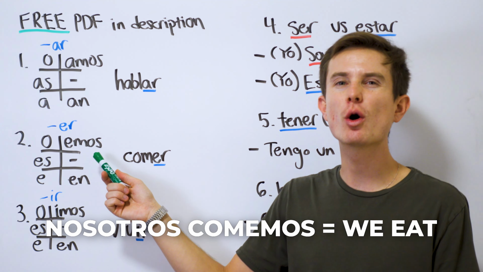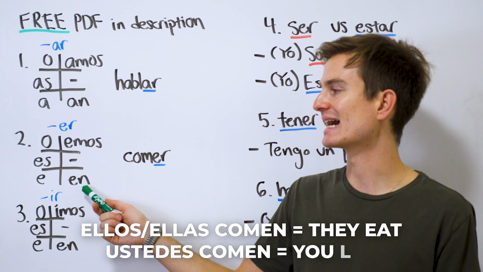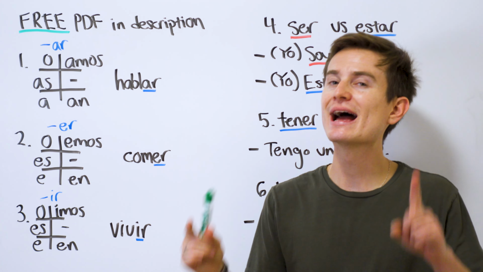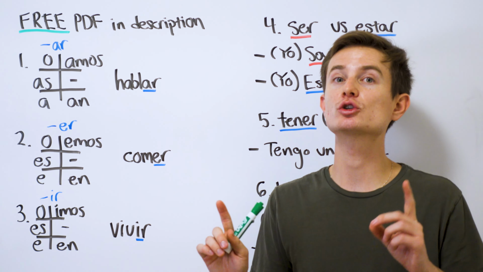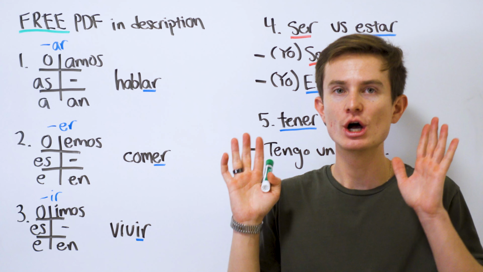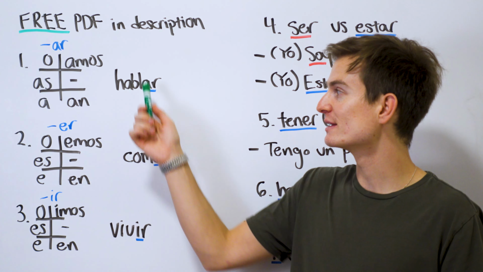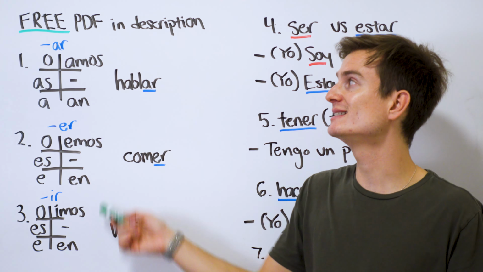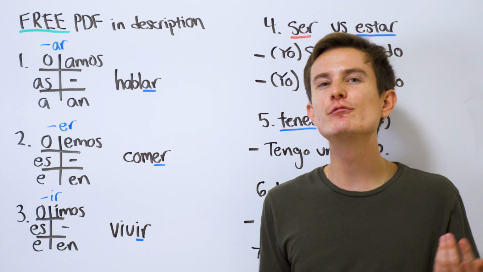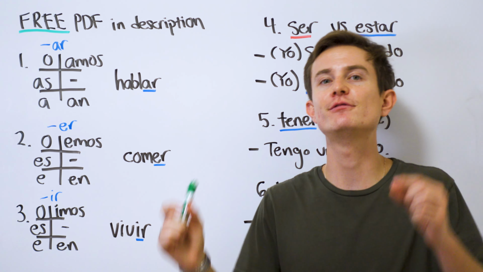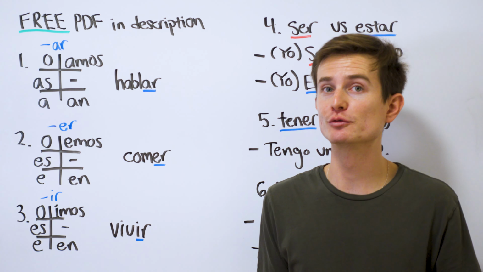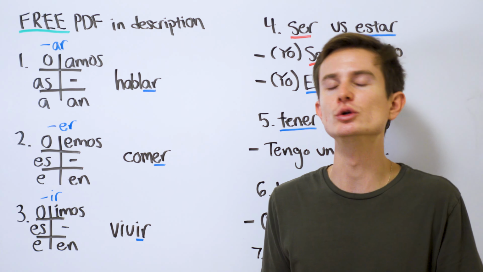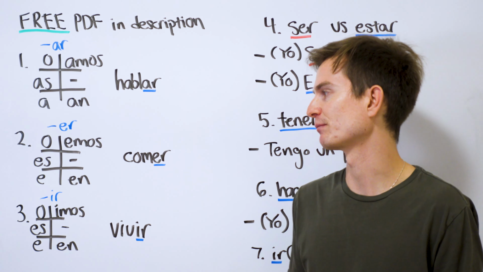Nosotros comemos. Ellos, ellas, ustedes comen. It's that simple. Granted, we have different tenses in Spanish and we also have moods, okay? So don't get those confused with tenses because moods are not tenses. For example, this is the indicative mood. The indicative mood in Spanish talks about things of fact, whereas the subjunctive mood, for example, talks about things of doubt. We also have what we call the imperative mood, which is basically commands, okay?